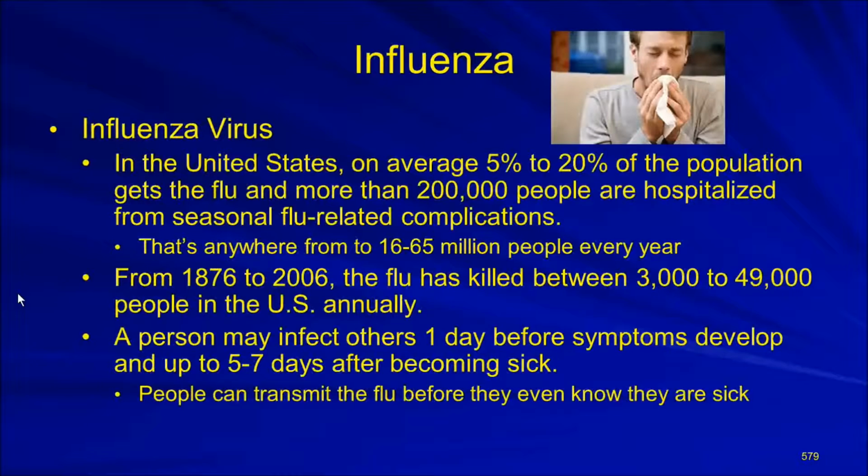And we can see that not only are people sick and we have a morbidity rate from influenza, but we have a mortality rate as well. People actually die from the flu. We can see from 1876 to 2006, the flu has killed between 3,000 to just under 50,000 people in the U.S. every year. And in especially important times, or pandemic times when it's really prevalent, you see up to 50,000 people die in the U.S.